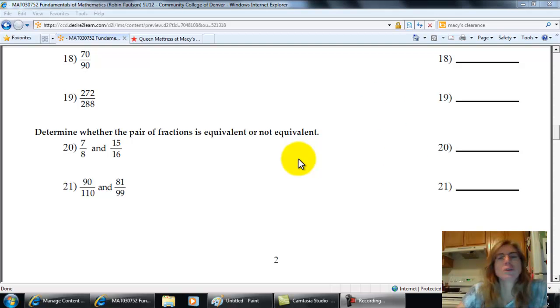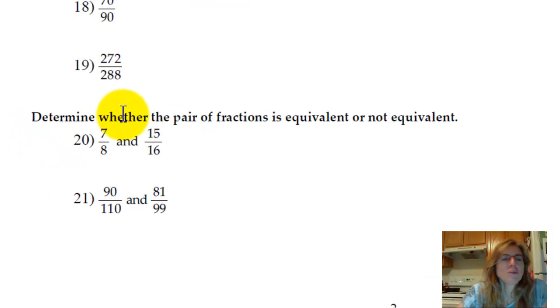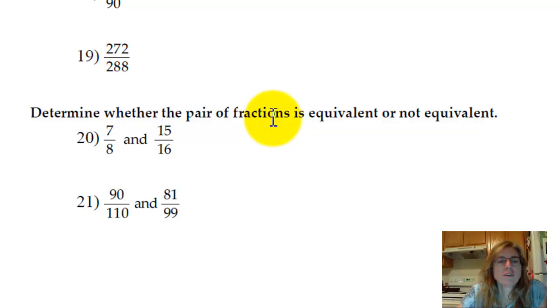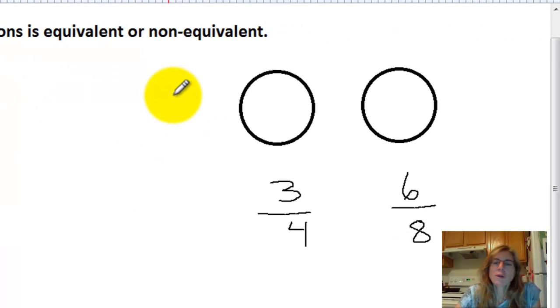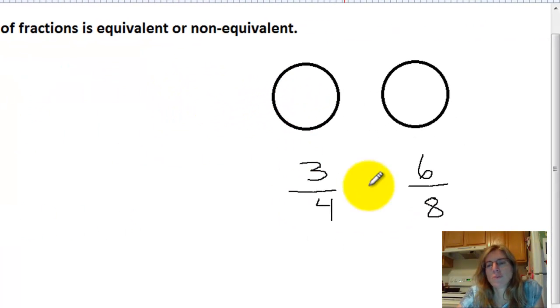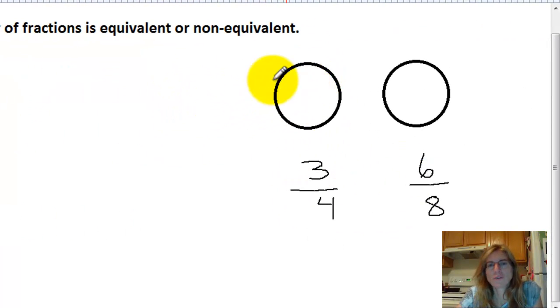This is test 2 review still, and we're doing problems 20 and 21, and we're going to determine whether the pair of fractions is equivalent or not equivalent. So does this fraction 7/8 equal 15/16? So let's take a look at that. Alright, what I want to cover is the concept first with some easier fractions.